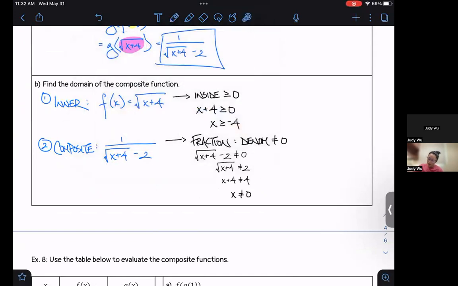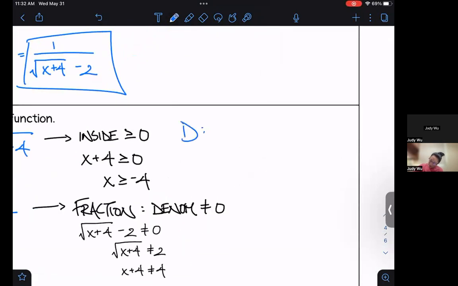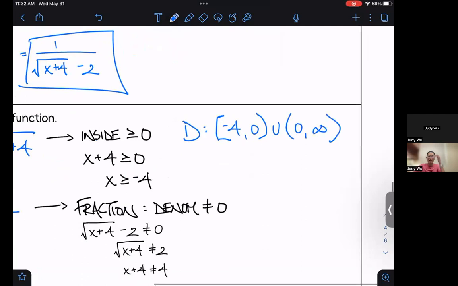So how do we write that it has to be greater than or equal to -4 and it can't include 0? Well, we're going to write it like this. Domain: including -4 to 0, no 0, so parentheses, in union with 0 to infinity, because we can have everything else.